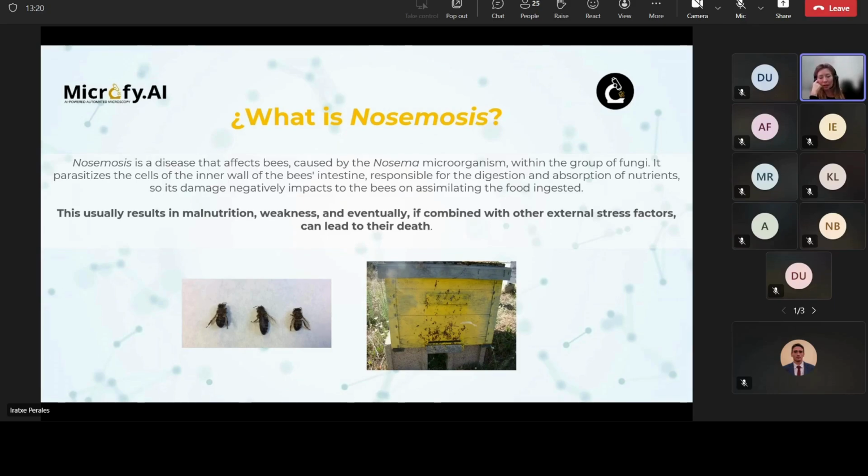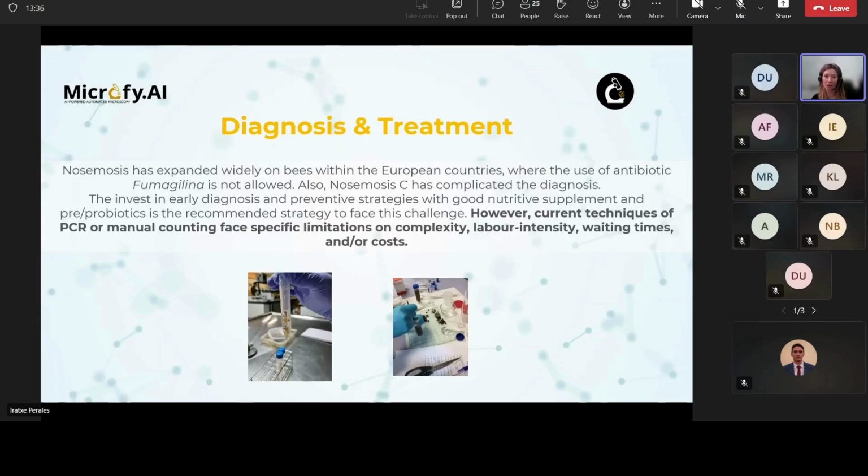But then the Marchamalo Center, I think in 2003, started to publish some papers on nosemosis type C, which is nosemosis caused by Nosema ceranae. And in this case, the diagnosis was not so clear because the clinical symptoms were different. Nosema apis was very seasonal, but with Nosema ceranae, what was seen is that it occurred all year, and the symptoms were different.